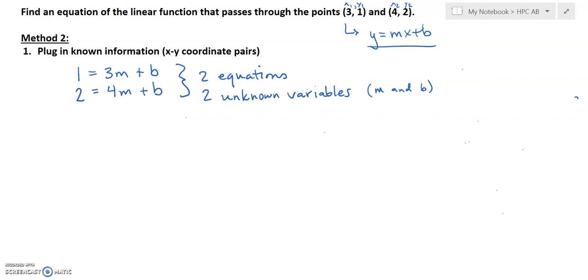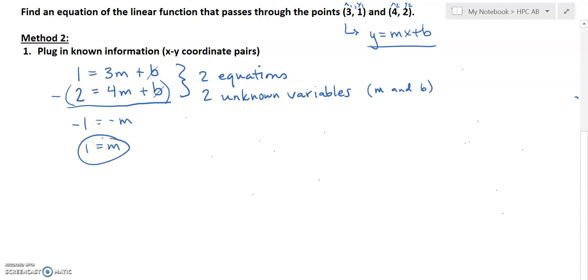So from here, you solve it like any other system. It's substitution or elimination. In this particular case, I believe that elimination will be a little bit easier if we just subtract the bottom from the top. That would cancel or drop our b's. So we're going to subtract the bottom from the top. 1 minus 2 is going to give me a negative 1. 3m minus 4m is going to give me a negative 1m. And b minus b just drops off. That cancels these two. All right, I've just figured out what my slope is. My slope is going to be 1.